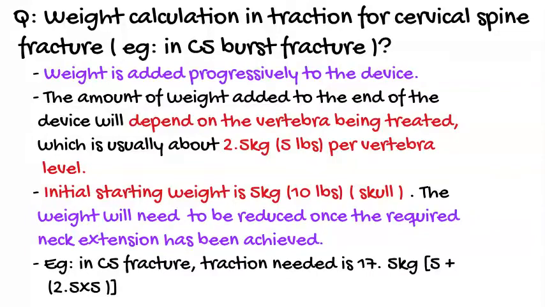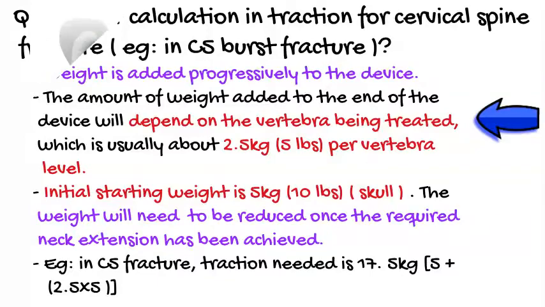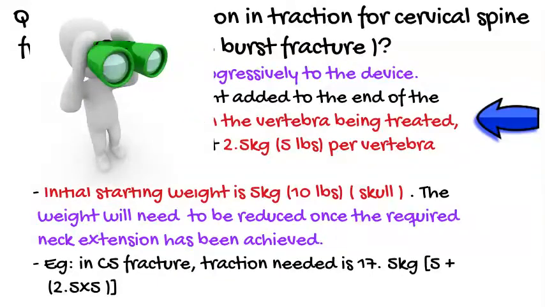Initial starting weight is around 5 kg, 10 pounds, for the skull. The weight will need to be reduced once the required neck extension has been achieved. Example, in a C5 fracture, traction needed is around 17.5 kg, whereby 5 kg plus 2.5 times 5 per level. I am quoting from the original articles of cervical traction regarding Crutchfield and Gardner-Wells.